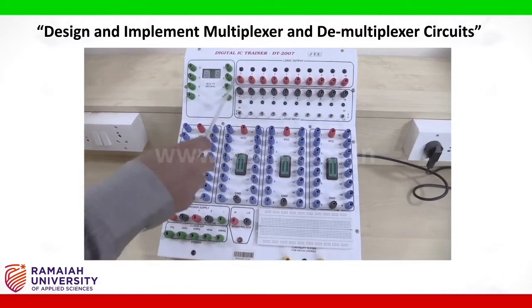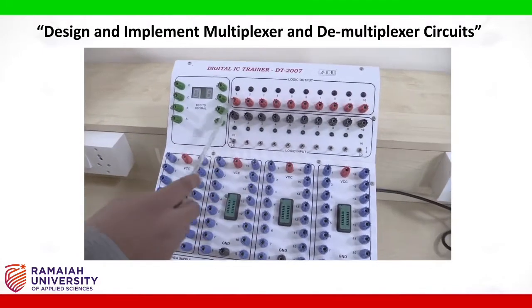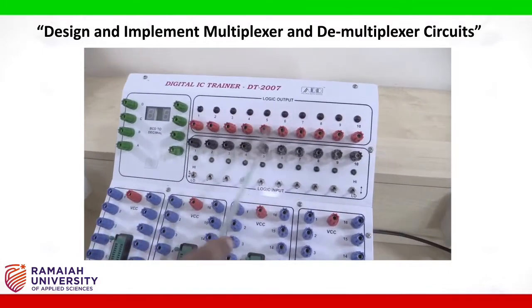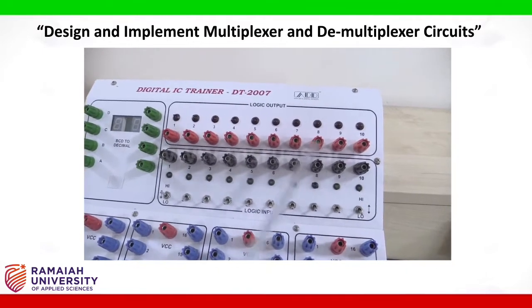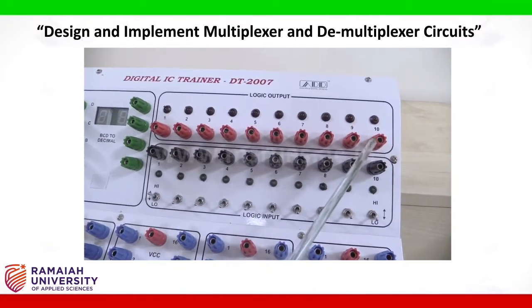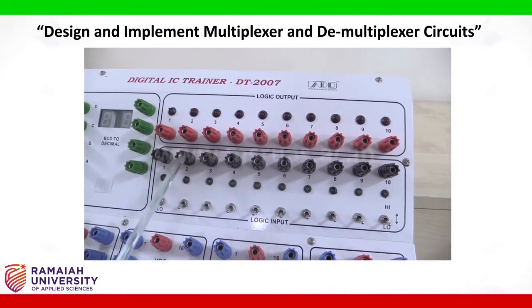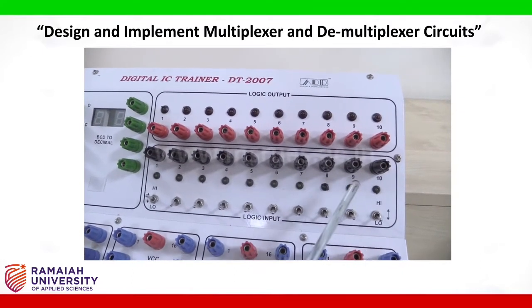So here, on the top of the digital IC trainer kit, you can see the knobs. 10 are in red color and 10 are in black color. These are the output knobs. At the bottom you can see the 10 black color knobs.